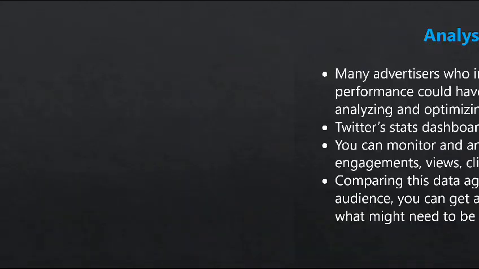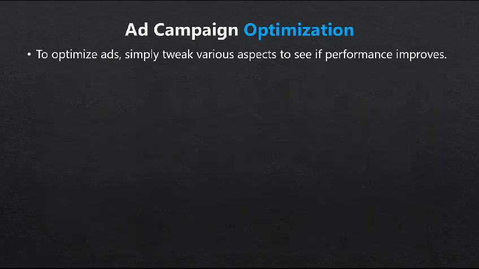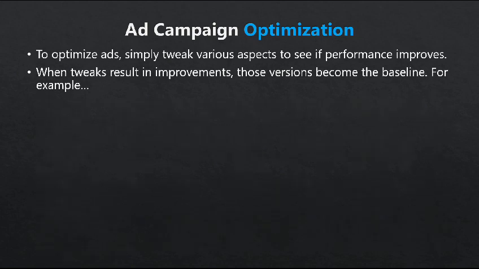Once you've taken a good look at your performance, it's time to optimize. The idea behind optimizing your Twitter ad campaign is to basically tweak various aspects of it, test the results of those tweaks against a baseline, for example the original campaign, and watch what happens. If the tweak produced an improvement, keep it. That tweaked version now becomes the new norm, and it's time to choose another aspect or element to tweak.